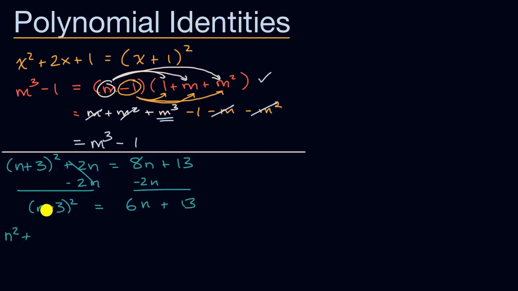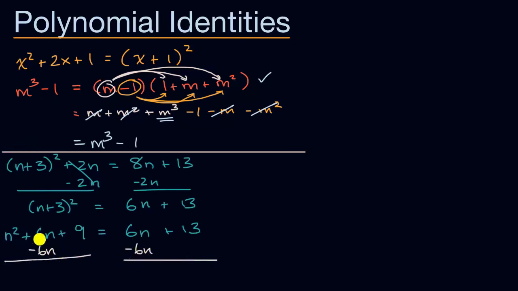If what I just did does not seem familiar to you, I encourage you to look at the videos about squaring binomials. But this is going to be plus 6n plus 3 squared, which is 9. And is this going to be equal to 6n plus 13? Well, already this is starting to look a little bit sketchy, but let's just keep going with the algebra. So let's see if we subtract 6n from both sides, what do you get? Well, on the left-hand side, you're just going to have n squared plus 9, and on the right-hand side, you're going to get 13. Now, are there values of n for which this is not always true?